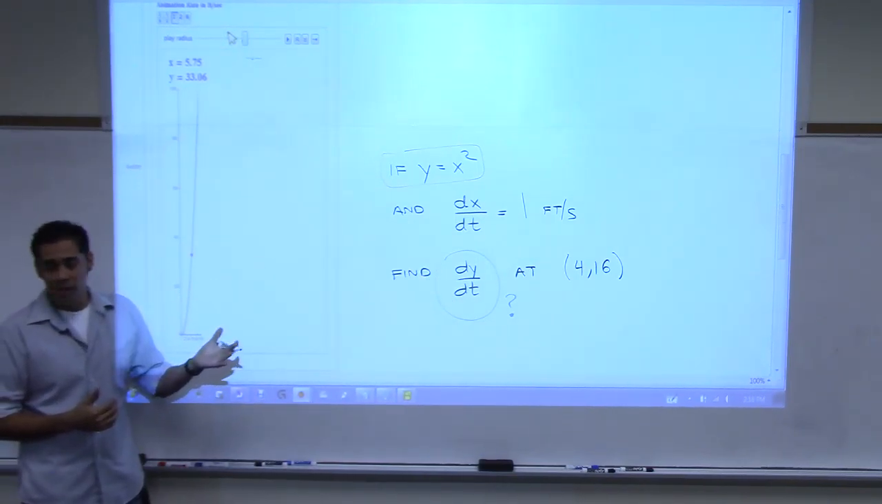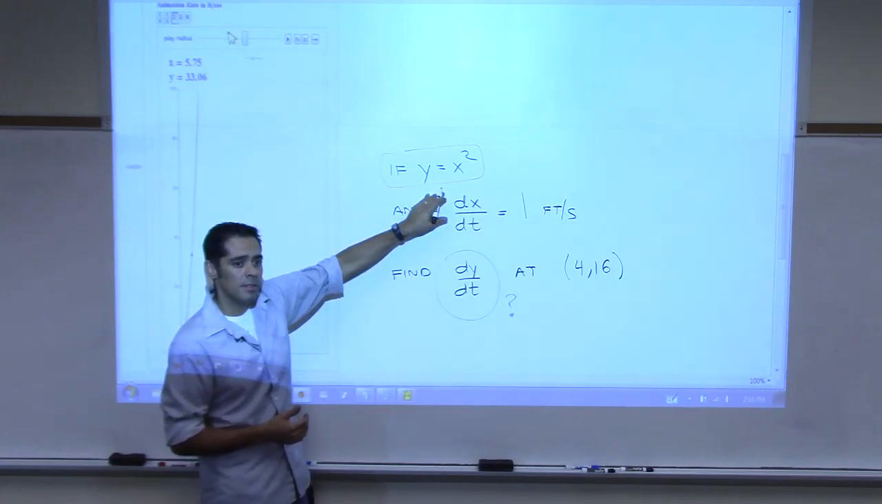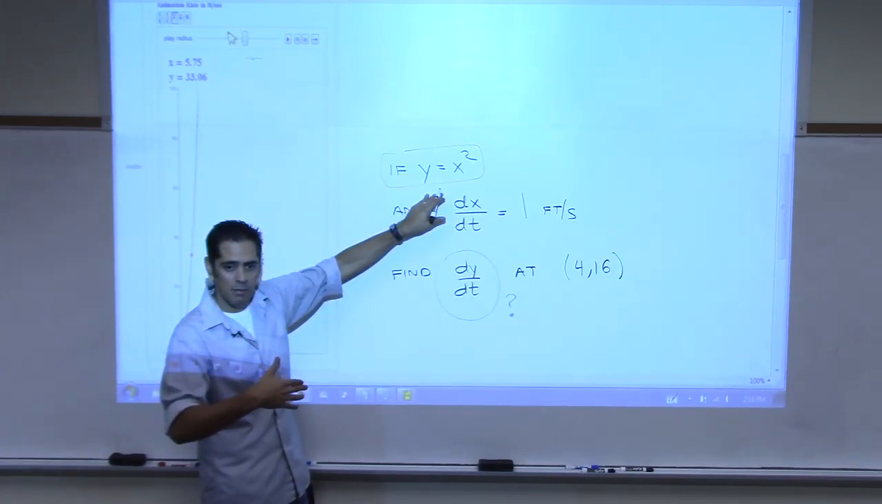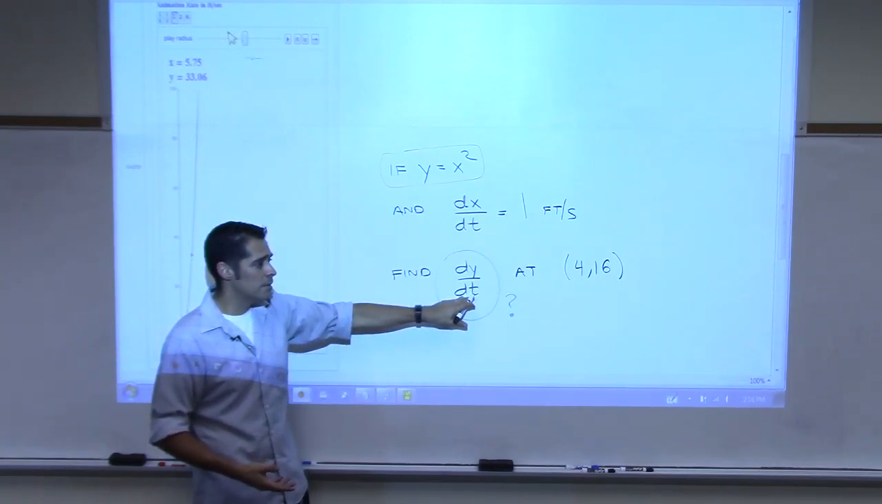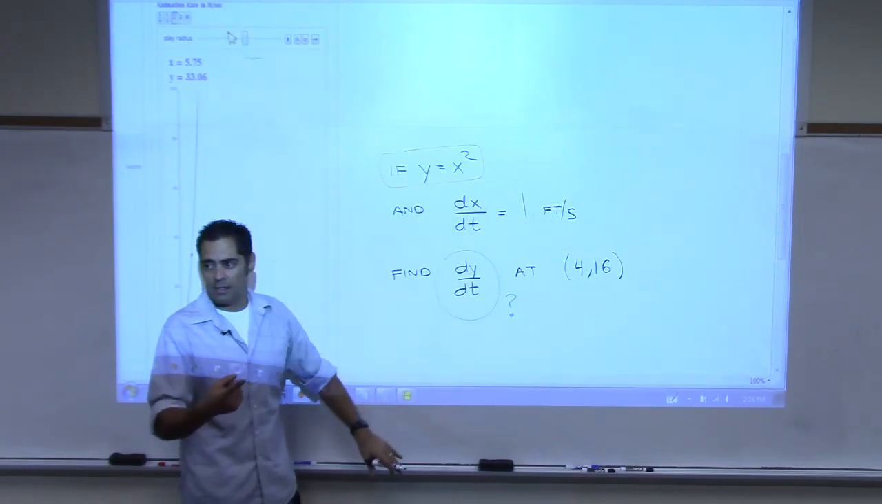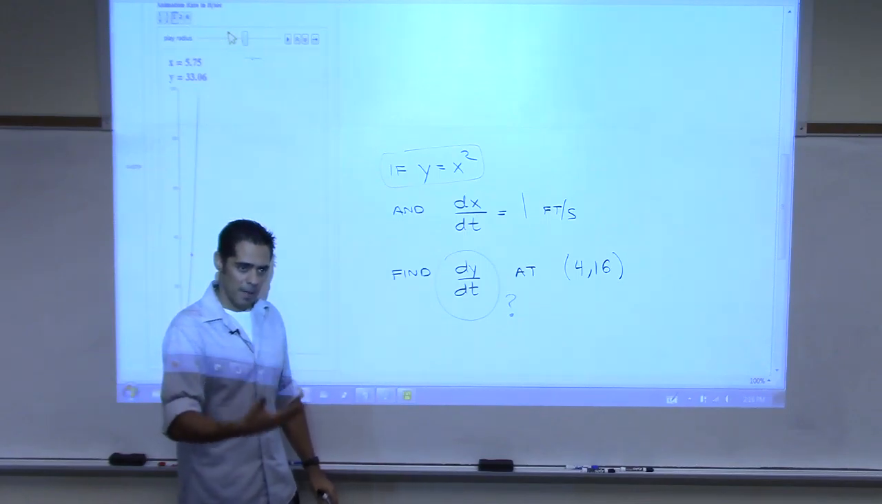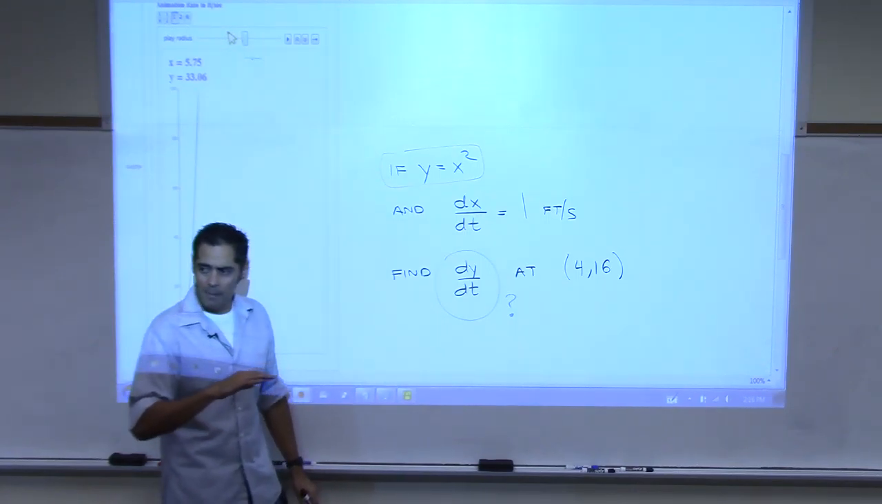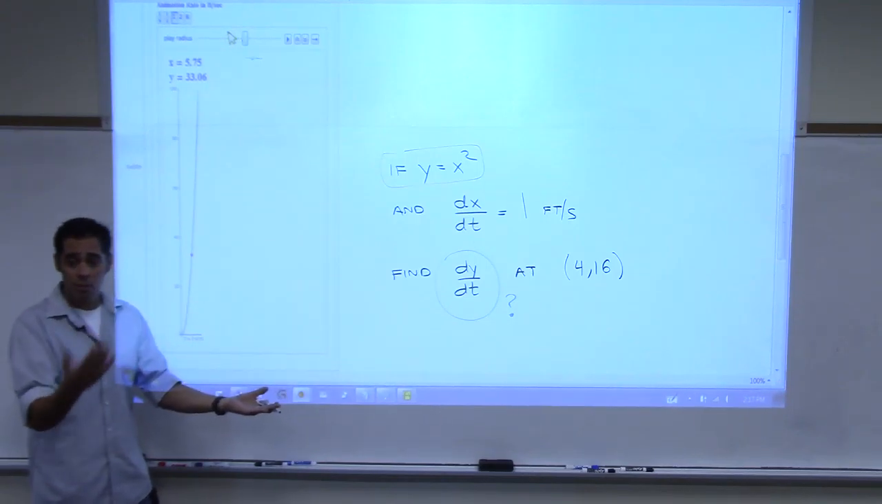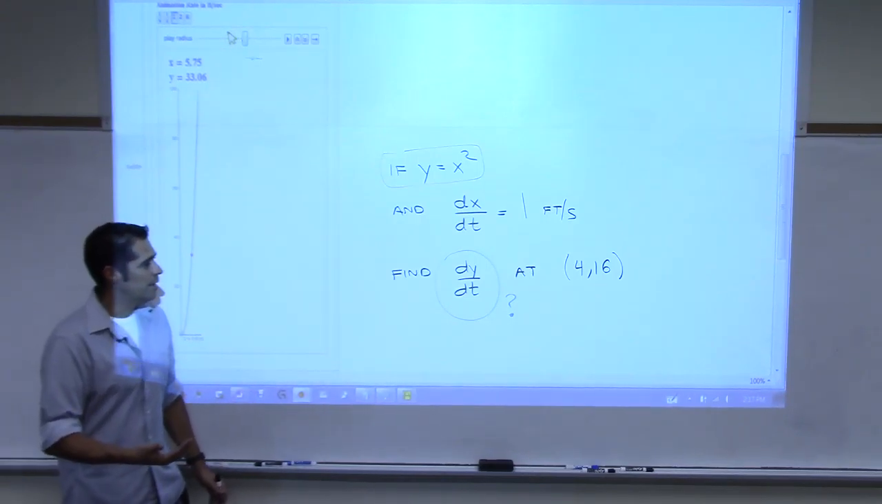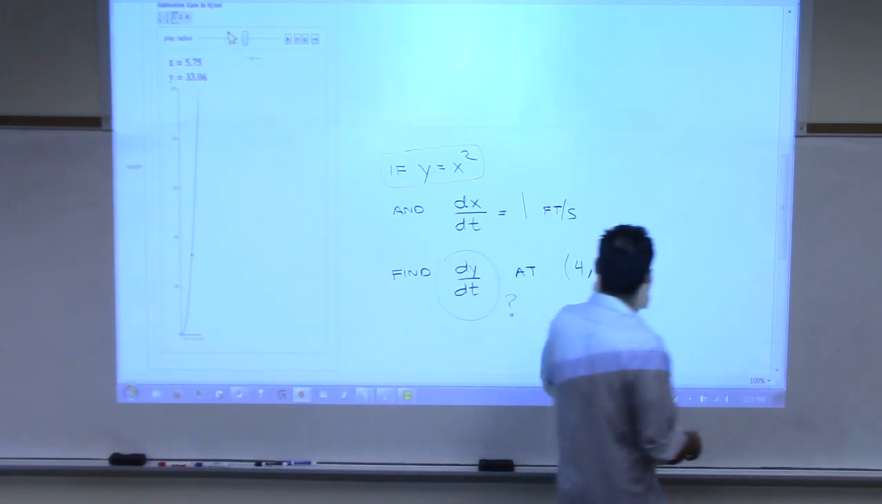So how do you think I'm going to create dy dt from what I have? Implicit differentiation. I'm going to take the derivative of this, but with respect to time. Not with respect to x, not with respect to y, with respect to time. We did talk about this last class, right? That you could differentiate with respect to something other than x or y. We're doing it now.